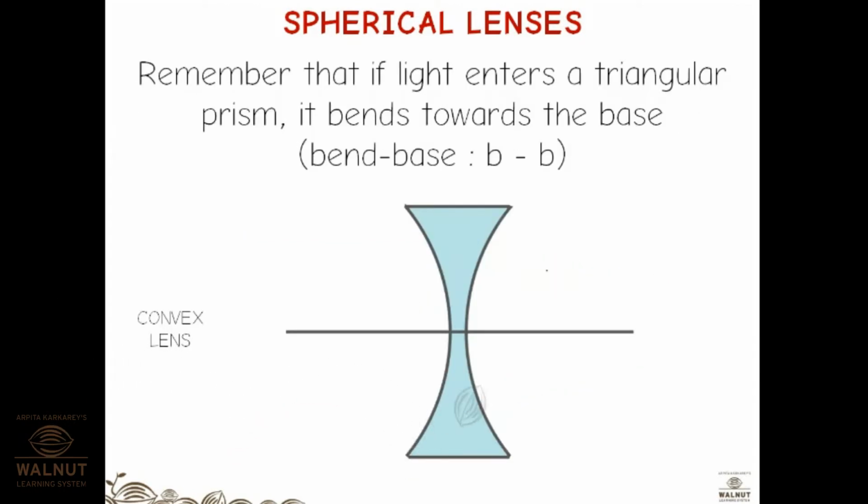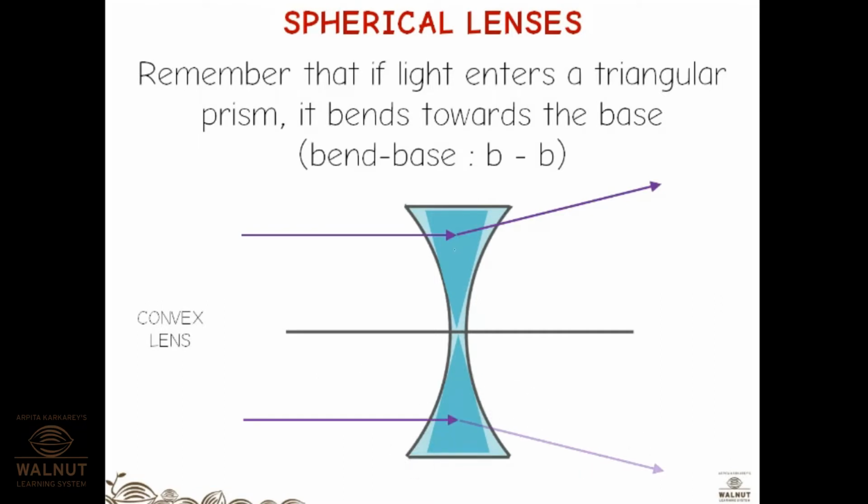And in case of a concave lens, if you remember that if the light enters a triangular prism, now if you imagine that the prisms are kept in this way, you can see the pointed ends of the prism are kept together. So this is the base of the prism and it bends towards the base. So if you try to pass the light rays through the concave lens, the light rays are going to get refracted in this manner.